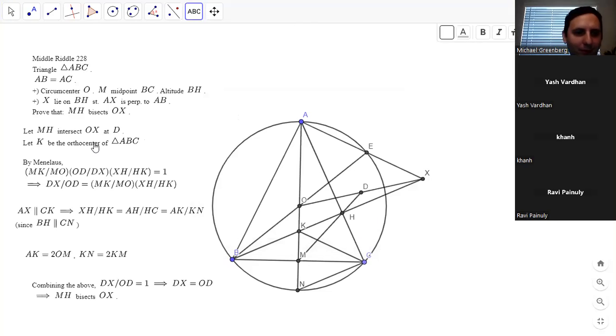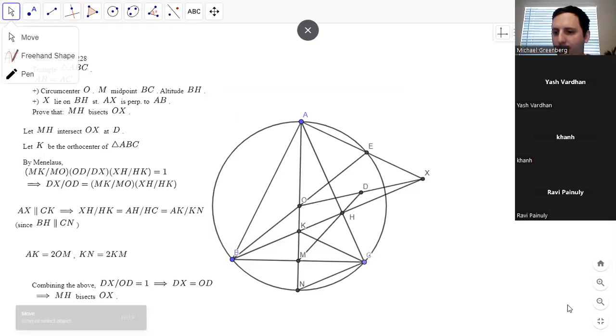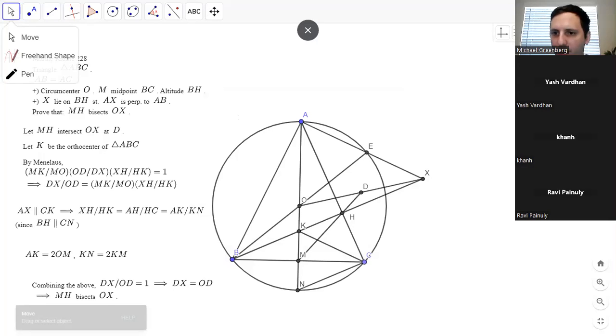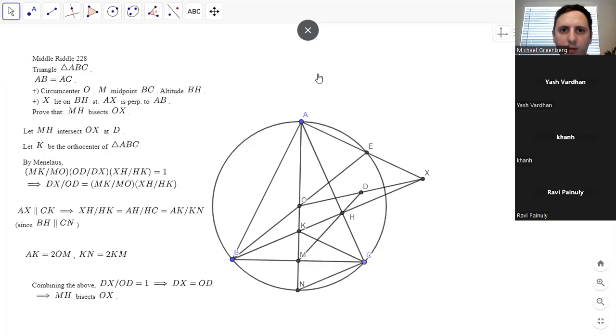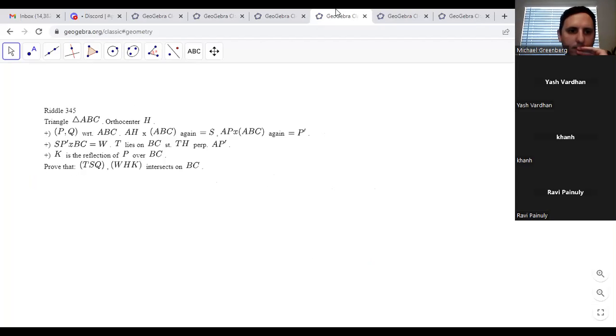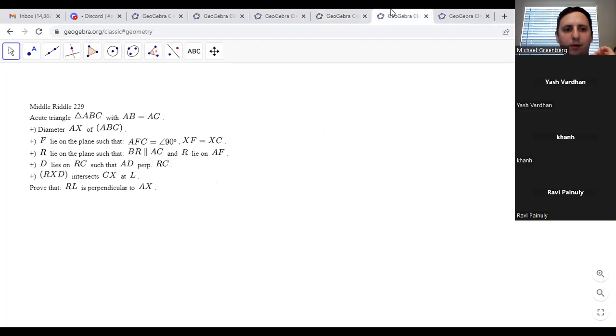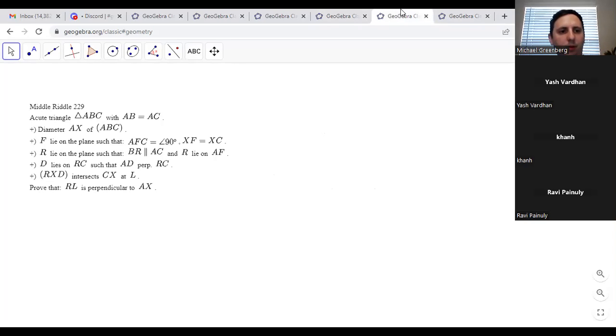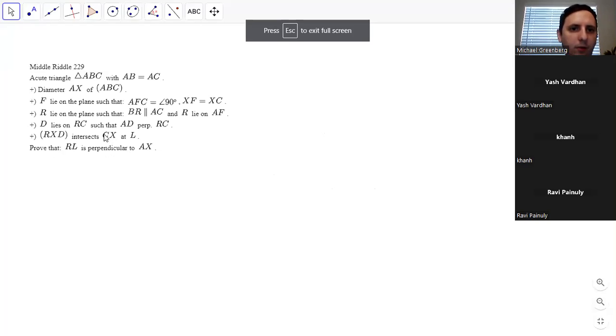All right, thanks for the solution. So I'll move on to another one. See what time it is. 11:13. Let's see how many more we can solve. Sorry. That one's a little tricky. It uses isogonal conjugates. So this one's a middle riddle, although there's kind of a lot of information in it. So let's see what we can do.